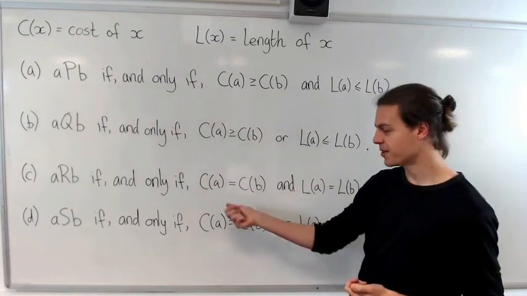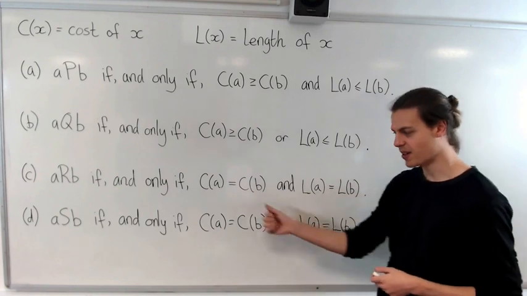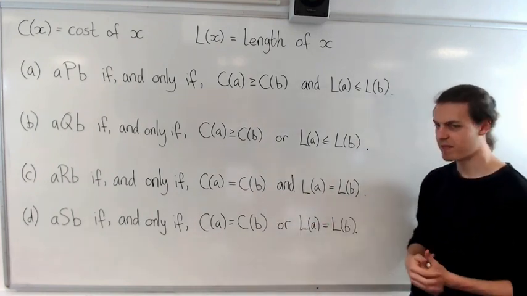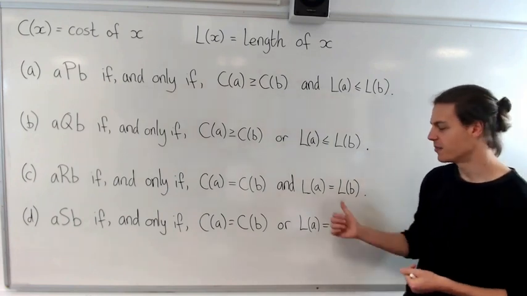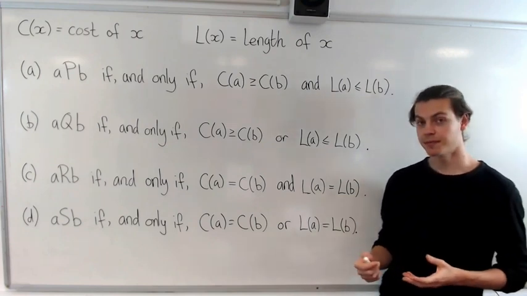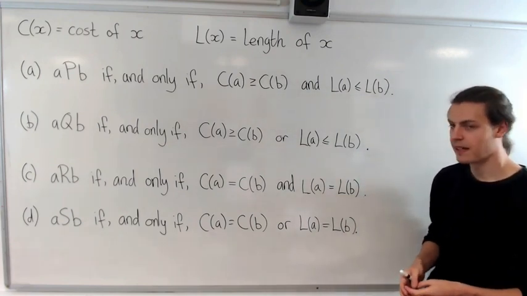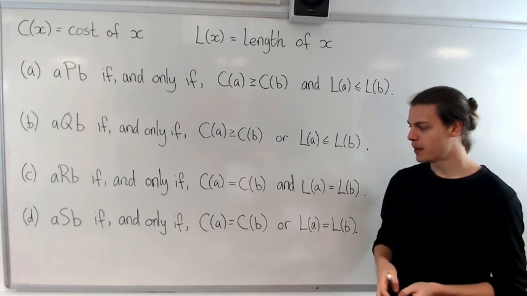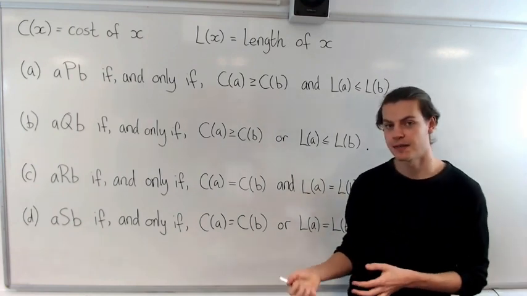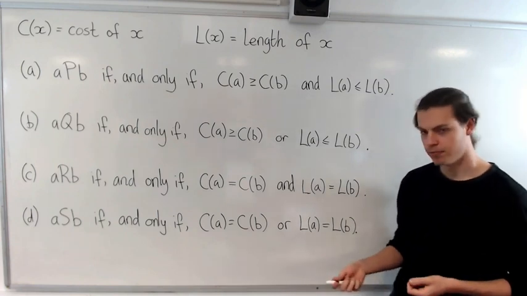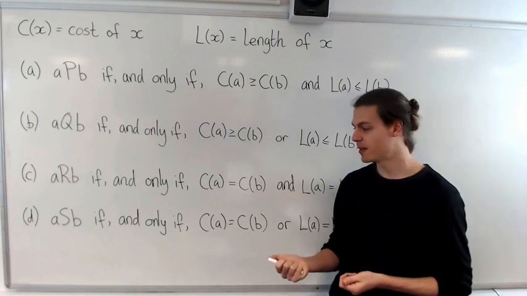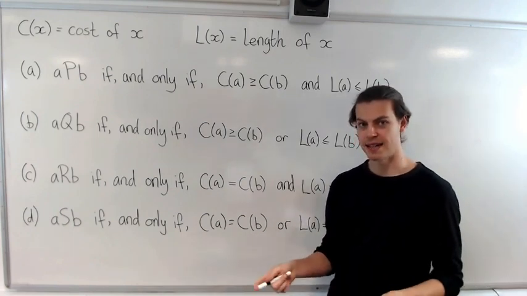Well, if A costs the same as B, then B costs the same as A. And if A has the same number of pages as B, then B has the same number of pages as A. So yes, this is symmetric. And finally, is it transitive? Well, if A is related to B and B is related to C, then A and B cost the same and B and C cost the same. So certainly A and C cost the same.